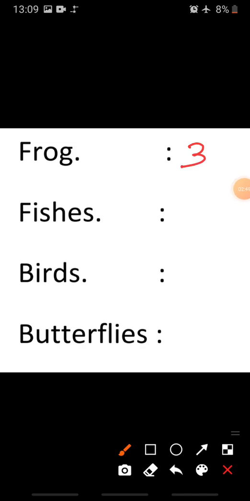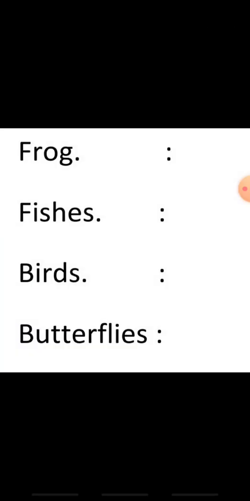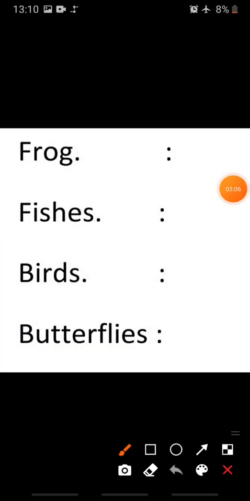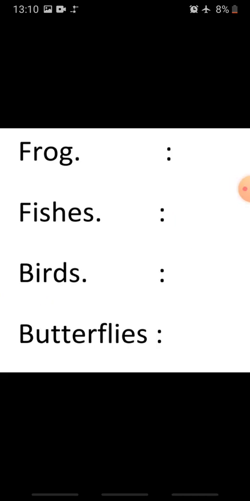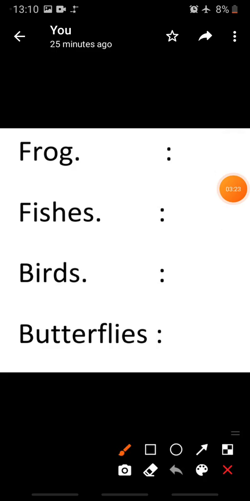Then come to the second question, fishes. We can see fishes in the picture, right? See here, how many fishes are there? 1, 2, 3 and 4, right children? So in the fishes column, we have to write 4. Then next one is birds. See how many birds are there? We already counted, right? 1, 2, 3. 3 birds are flying, right? So here you have to write 3, okay children. Then last one is butterflies.